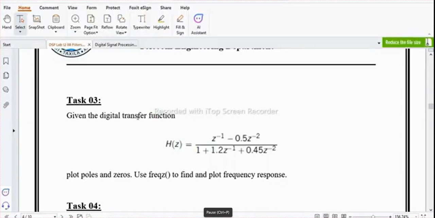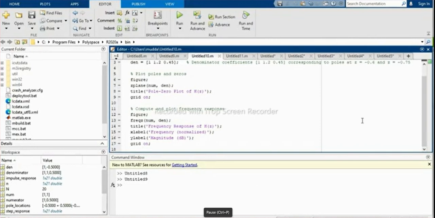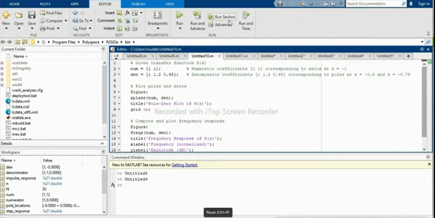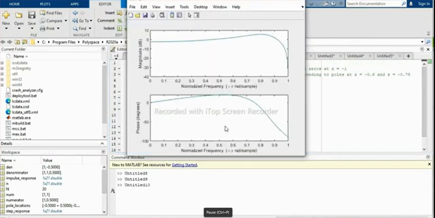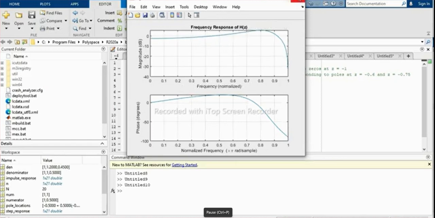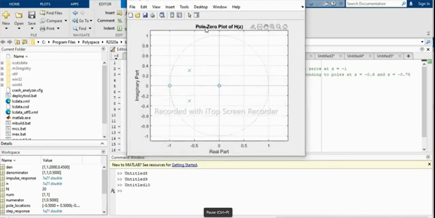So the next task, we have task number 3. Given the digital transfer function H of z is equal to (z inverse minus 0.5 z to the power minus 2) divided by (1 plus 1.2 z inverse plus 0.45 z to the power minus 2). Here is the code and we run this code. We have zeros and poles in it.